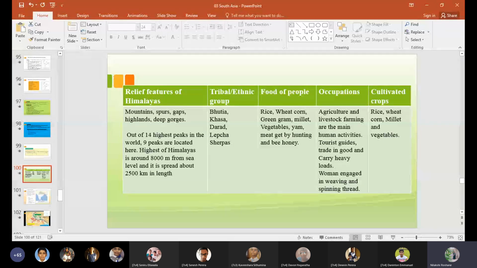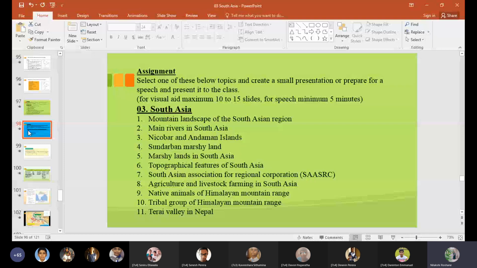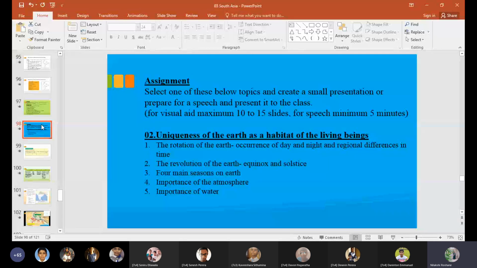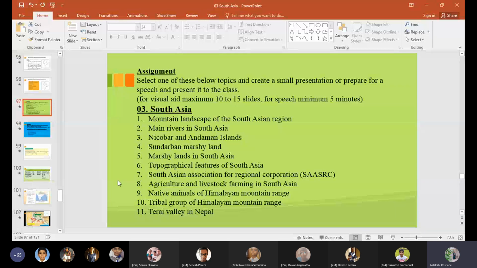There are 11 topics from South Asia, and you have five topics from the uniqueness of the Earth as a habitat of living beings, the second unit. So these are the topics that you can relate to. You can select one of these topics and do your presentation.